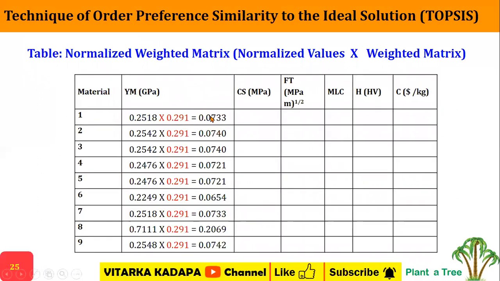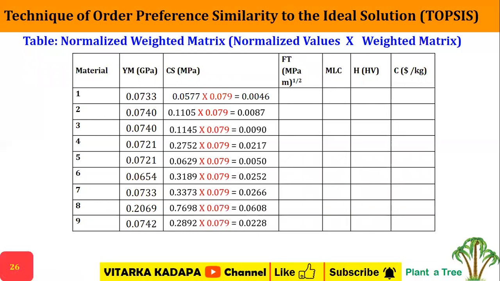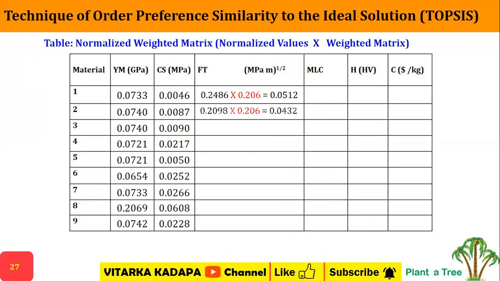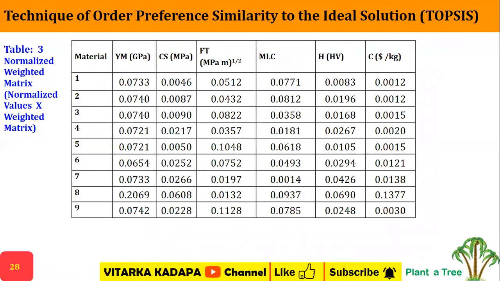Similarly, do it for all the columns. Similarly, do it for compressive strength also, 0.057 into 0.079. Like that, do it for all the columns. You will get the weighted normalized matrix. Do it for the third, and you will get the normalized matrix. Just multiply the values with respect to our coefficients. If you do it for all the cases, we will get the matrix. Now these values are all the weighted normalized matrix, that is, normalized values multiplied by the weights. Now the second step is also completed.